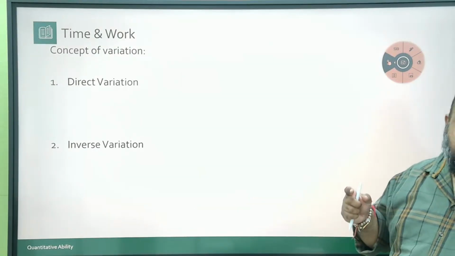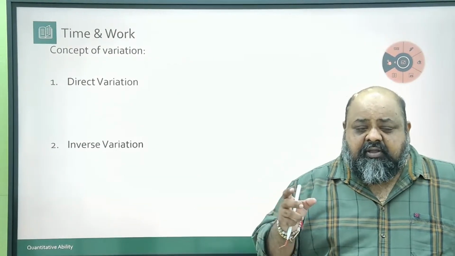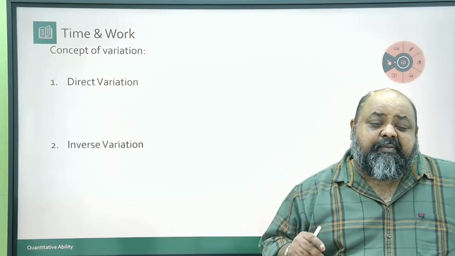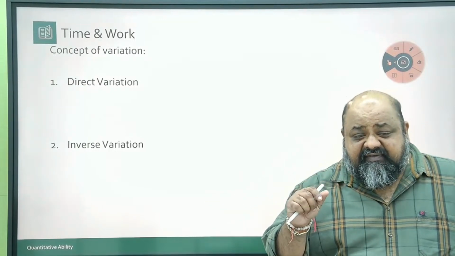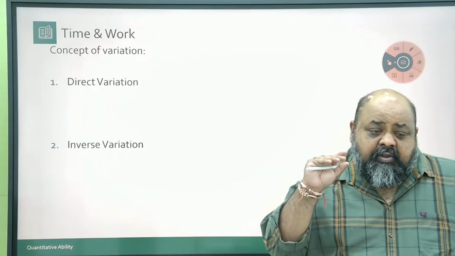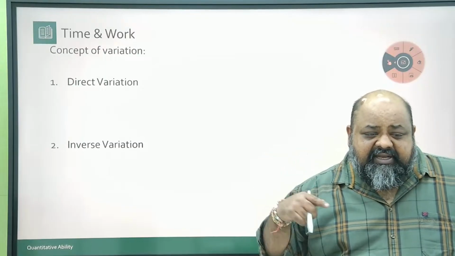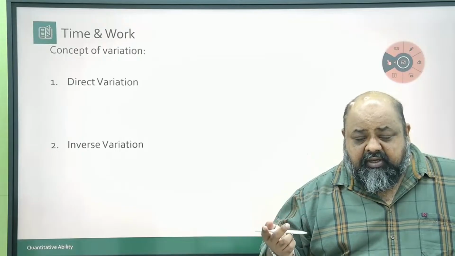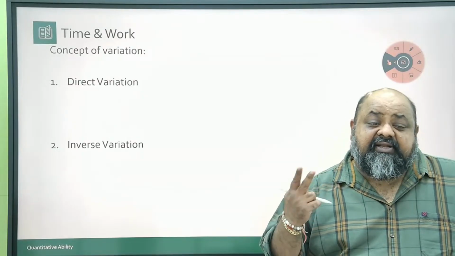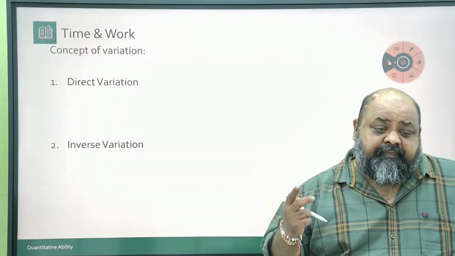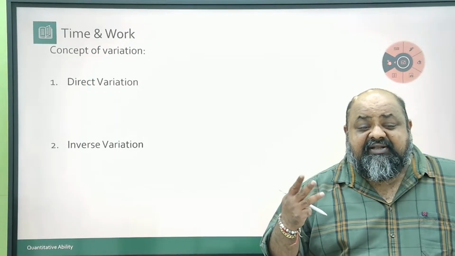Now what we'll do is, when we talk of work or a set of people doing a given amount of work, we will identify the variables and look at the relationship between them. What will be the variables? First will be the number of people. Typically, I will refer to them as the number of men doing a work. Second will be how many days they are working, number of days. Third will be number of hours that they work.